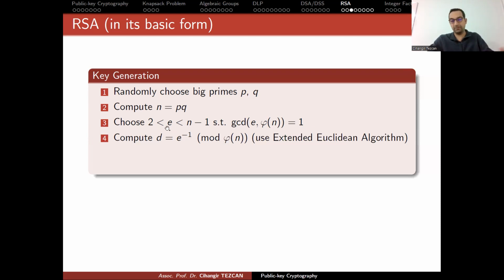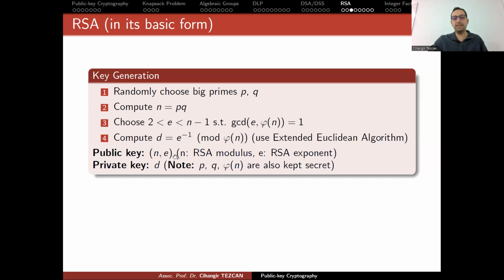Actually, it is not secret, but you don't have to choose it randomly. The secret part comes from here. You have to compute the inverse of this number e modulo phi n. It might sound hard because you have to find the number d so that when you multiply d with e, you get 1 modulo phi n. But we have the extended Euclidean algorithm, which works really fast, and you can do this calculation very quickly. So once you do this, you are ready.